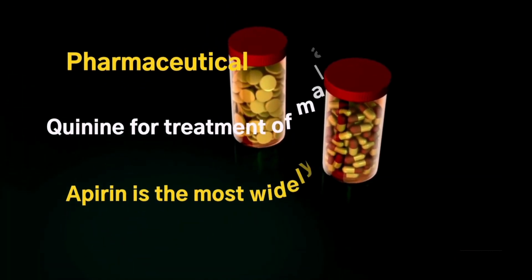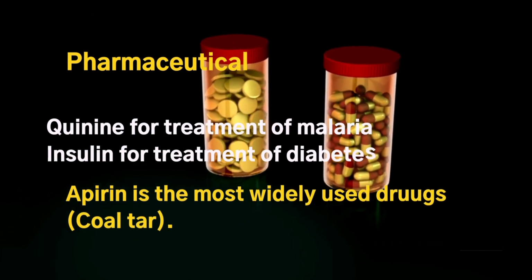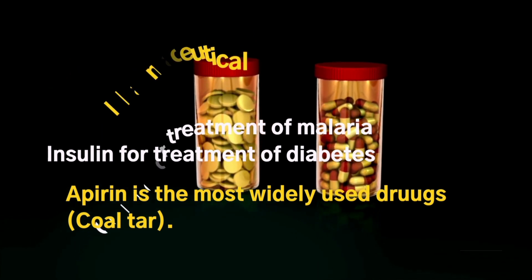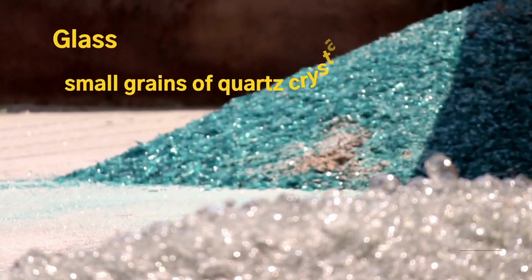All right, we look at pharmaceutical. Pharmaceutical, of course, is the what? Making of what? Medicine, to cure certain what? Sickness in the body. Aspirin is the most widely used drug, okay, obtained from coal tar.